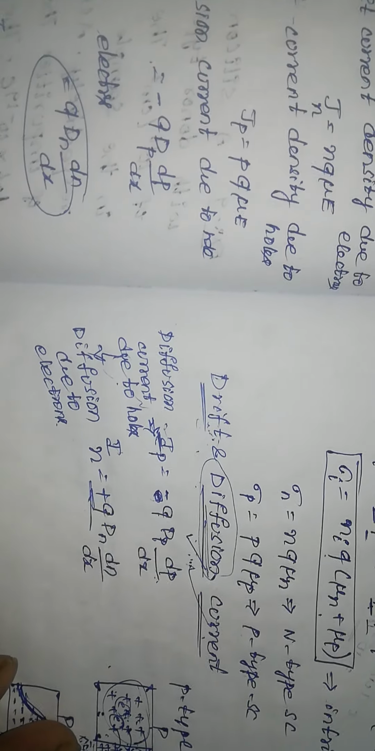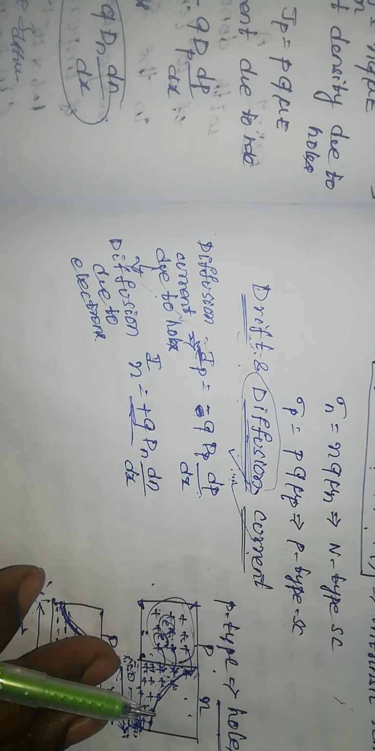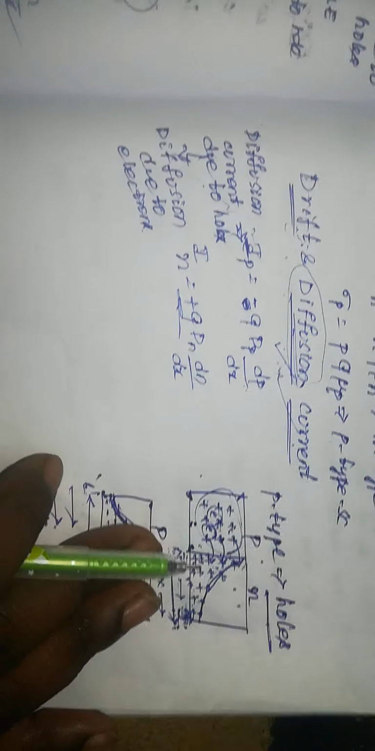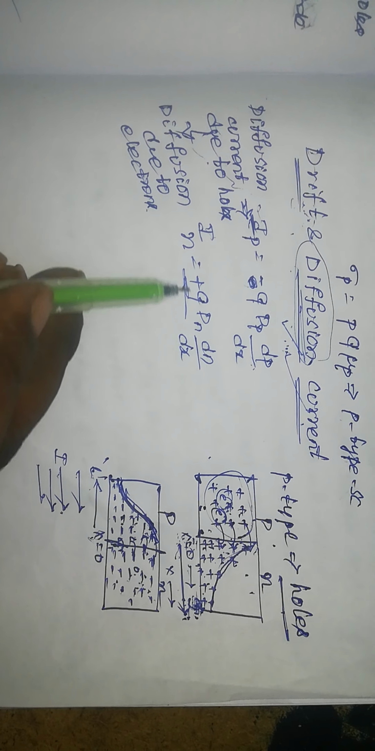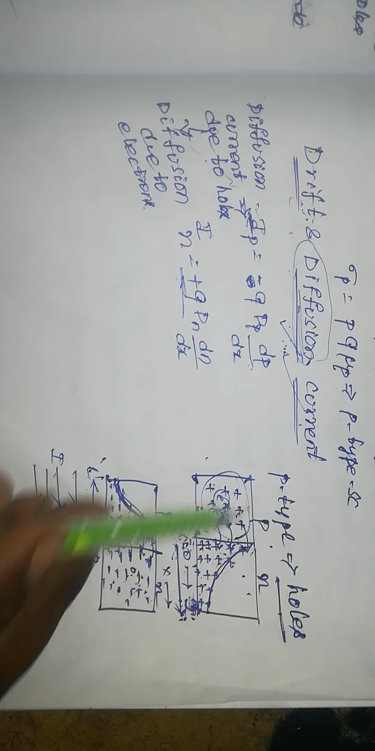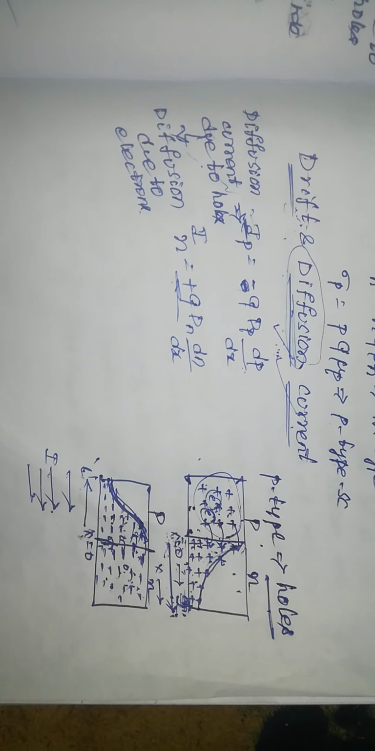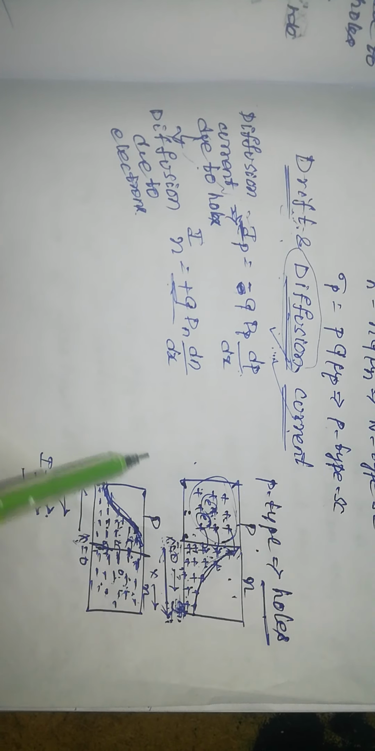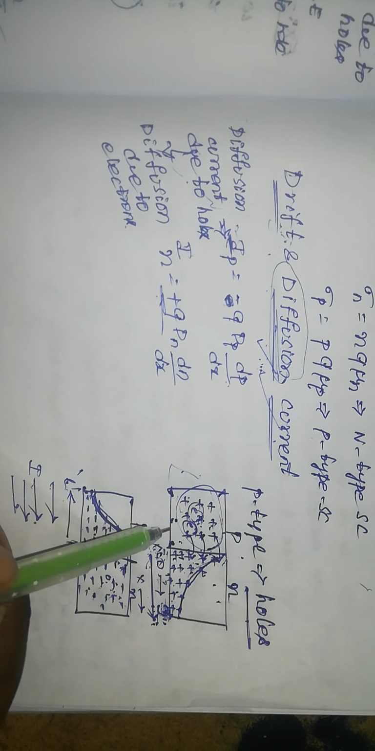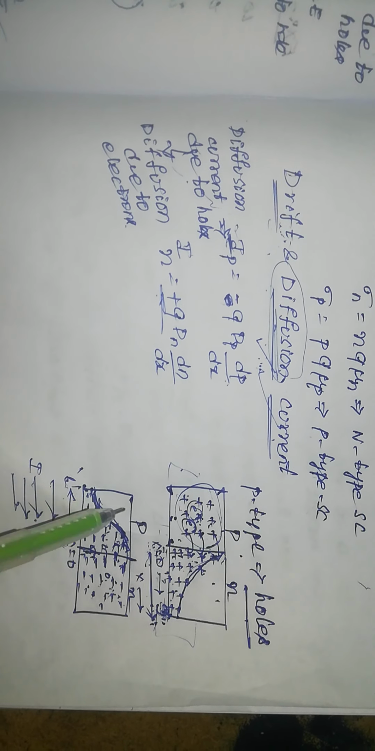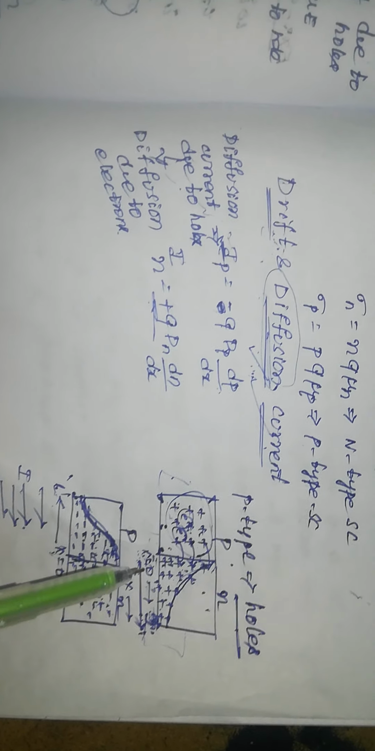So we know what is meant by diffusion current. Similarly, we also have what is called drift current. Diffusion current occurs without applying any external electric field or potential to the semiconductor. So to the semiconductor, I am not going to apply any electric field or potential.